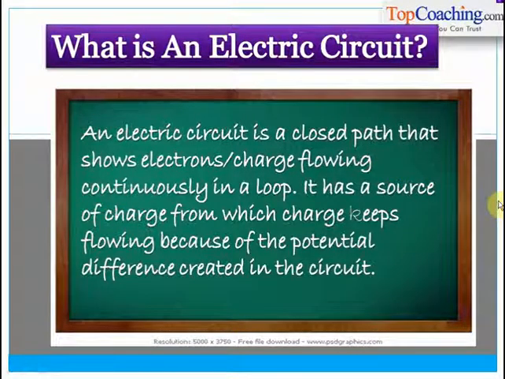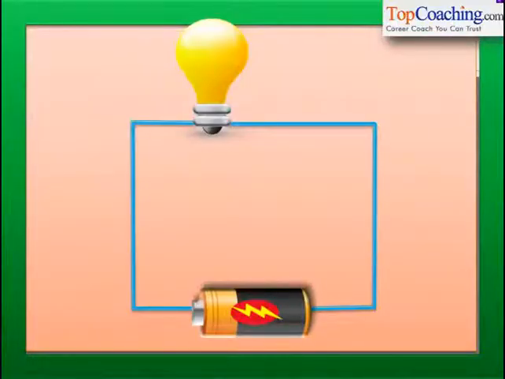An electric circuit is not complicated at all. It is simply a closed path in which charge keeps on flowing regularly. The charge flows because of the potential difference between 2 points in the circuit. That's it. That's what a circuit is. A closed loop through which charge keeps flowing because of potential difference.